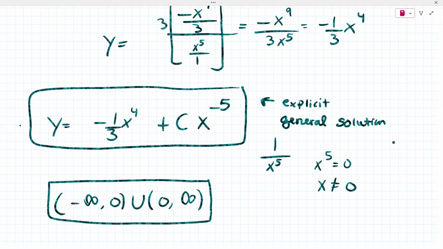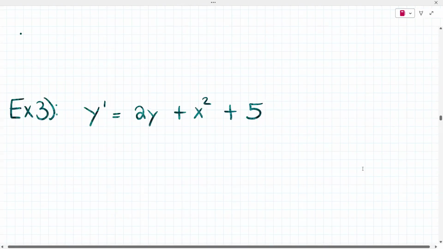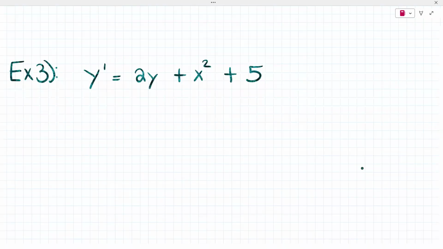Okay, let's move on to example 3. Example 3: y prime equals 2y plus x^2 plus 5. What should I do? Well, we should put it in the correct form. So step 1, put it in the correct form.